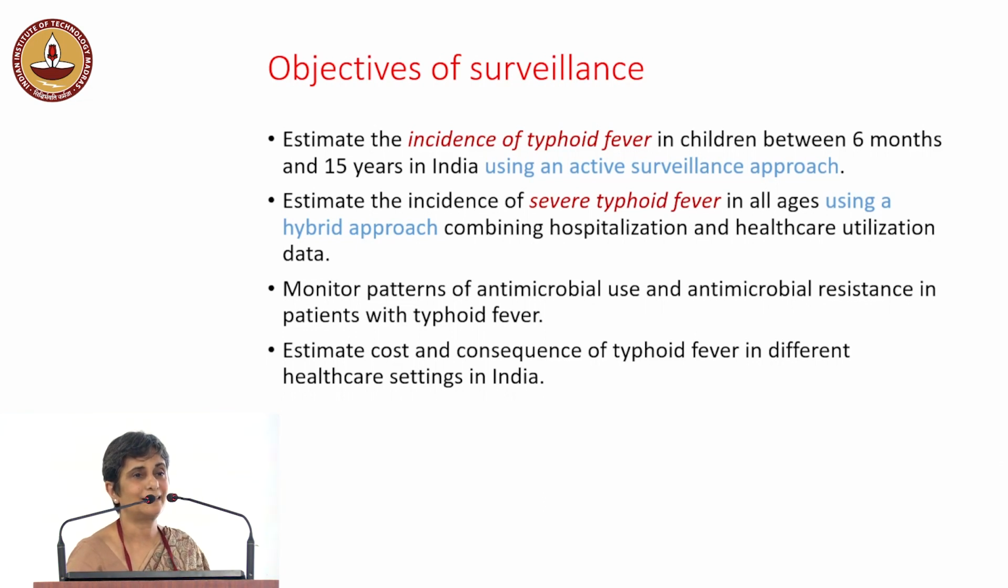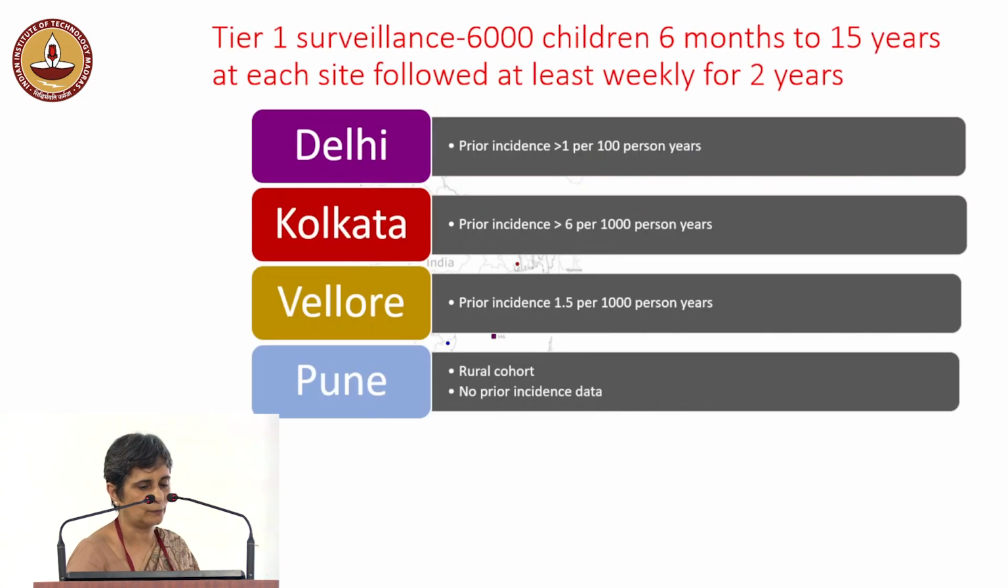We wanted to estimate the incidence of typhoid in children between 6 months and 15 years, following them up every week for fever and then making sure that they got blood cultures. And we also wanted to see, could we measure severe typhoid in the community across the country. Then we also wanted to look, obviously, at antimicrobial use, antimicrobial resistance, look at cost of typhoid, etc. Basically build the whole picture about what this disease really means for the country.